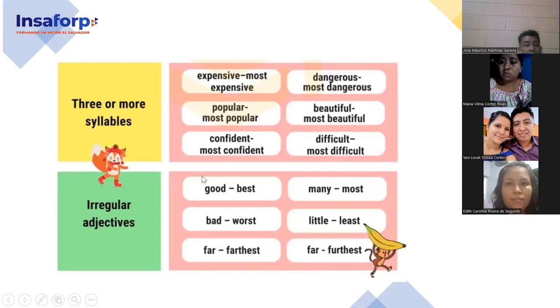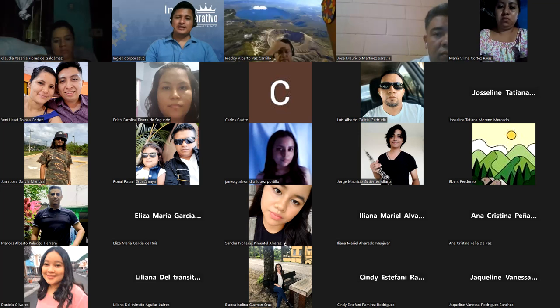And here at the end, don't forget, in English we have something that is called irregular. With irregular adjectives, just be careful because we have a different option. Good, best. Bad, worst. Far, farthest. Little, least. Many, most. So just be careful with these when you use them. The ones that we use the most are the ones at the beginning. Somehow it's difficult, but at the same time, it's quite simple, I guess.